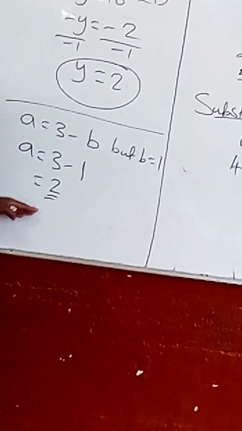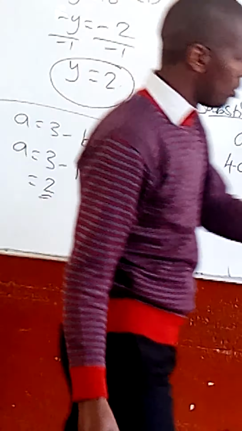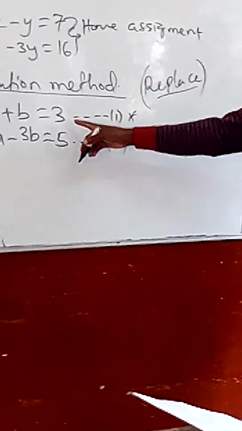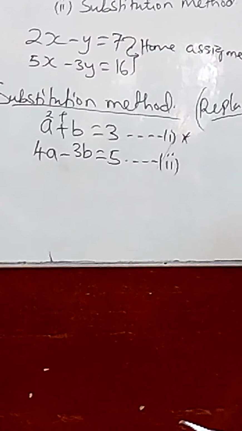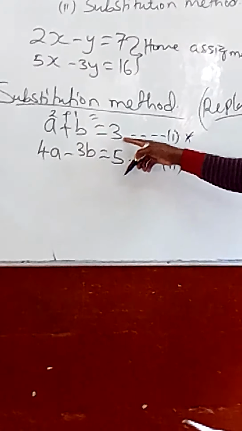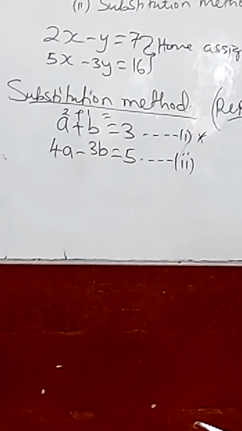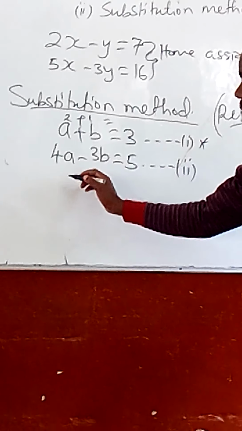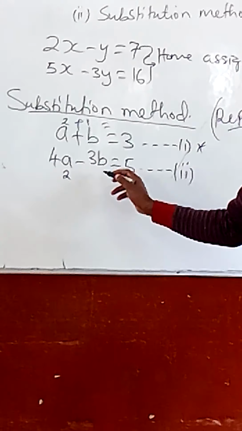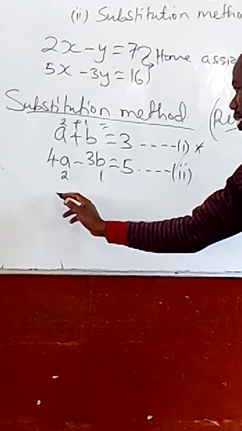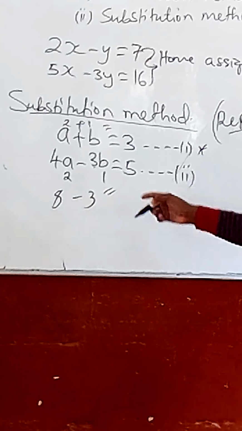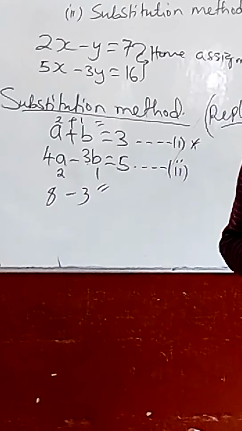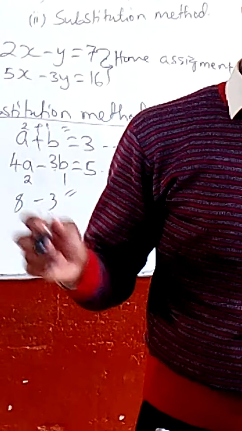You can test whether these two solutions satisfy this. Pick a is 2 plus b is 1. You should get 3. You can test this one again. a is 2, b is 1. 4 times 2 is 8, minus 3 times 1 is 3. You should get 5. So that method is called substitution method.